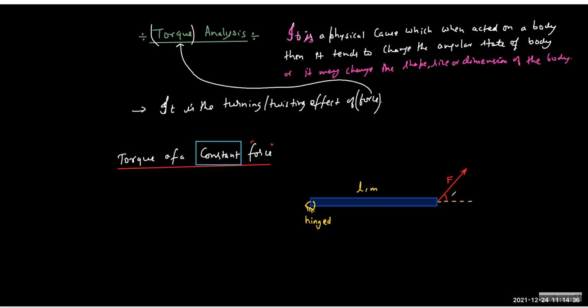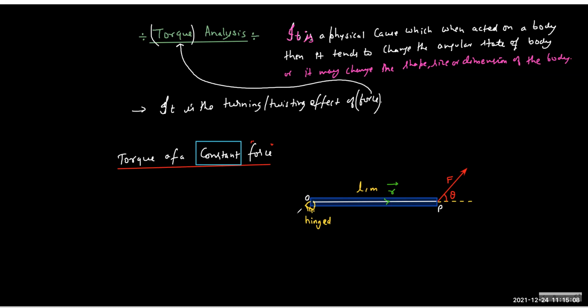Which makes an angle theta. So we need to learn something called terminologies in torque. Say this is O, and we call this point P. We join O to P, and we call this line OP as R, or the R vector.